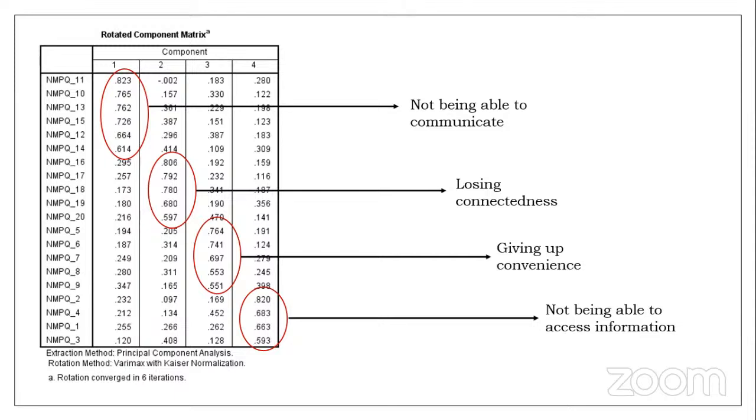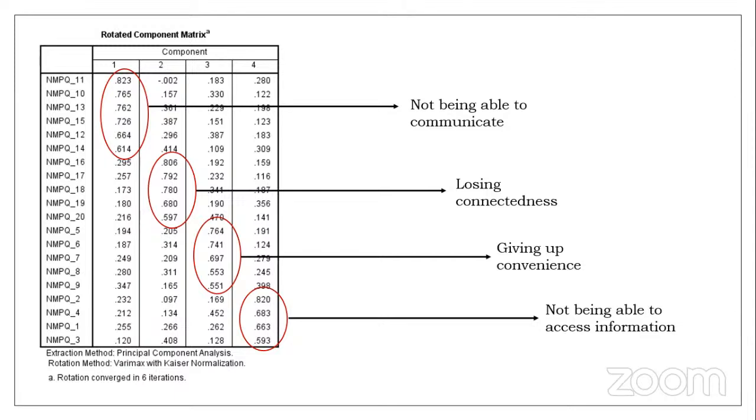Again, what we are getting in our own analysis, the second set of items, 16, 17, 18, 19, 20, loaded on the second component extracted, which is basically losing connectedness. The third component extracted included items 5, 6, 7, 8, 9. That's giving up convenience. And the fourth component extracted included items 1, 2, 3, 4. And that's not being able to access information.